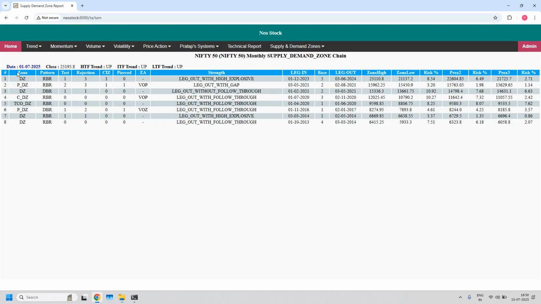So any supply demand zone chain report, always look into the zone column to find the high liquidity zones. Look into the pierced column to find the pierced zones. Always look into the LTF trend to find the trend of the current time frame you have selected. You already learned one time frame higher is ITF and one more time frame higher is HTF. You are aware of those concepts. And please apply the same rules to all the supply demand zone chain reports.